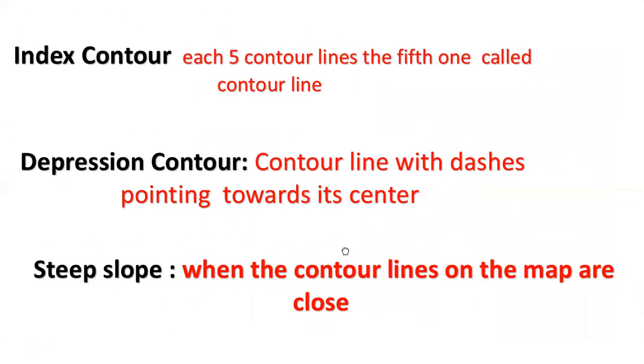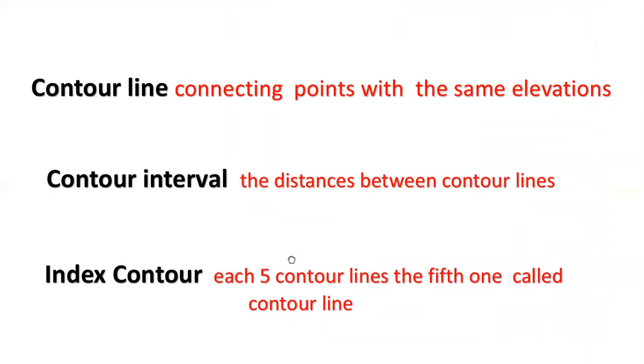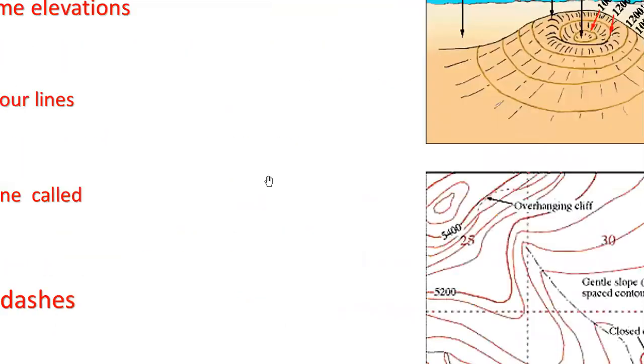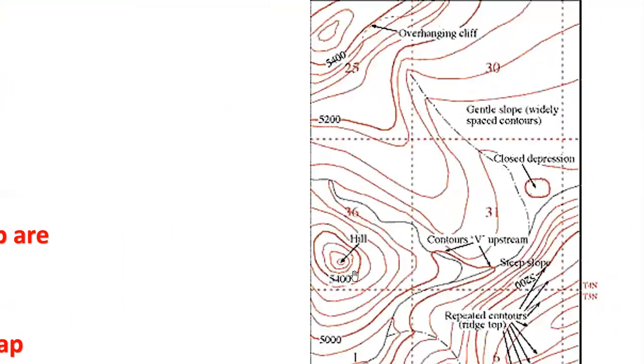After contour line, contour interval. Contour interval means the distance between contour lines. Like here, we have the distance between this circle and this circle. This distance is the interval. Interval means the distance, and the distances between the lines should be equal. This distance equals this distance equals this distance, and so on.